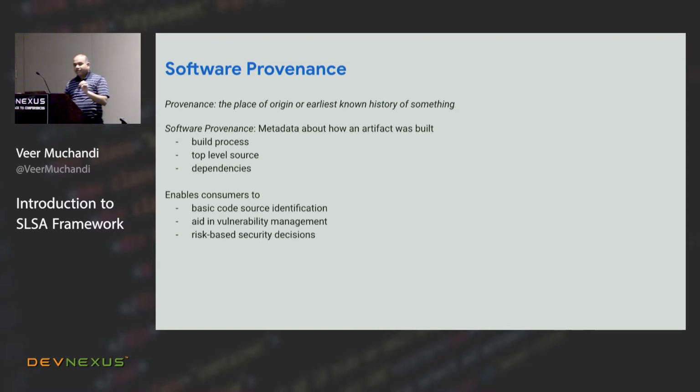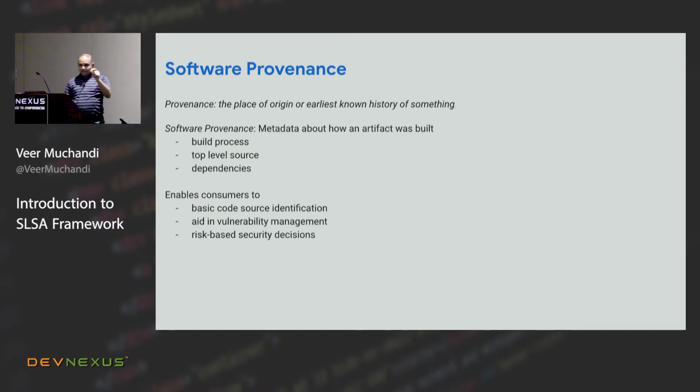Being able to verify the history of your software, where did it come from, how was it built, and what dependencies were used in order to produce it. If you can establish the entire life history of that software, then that is called software provenance.